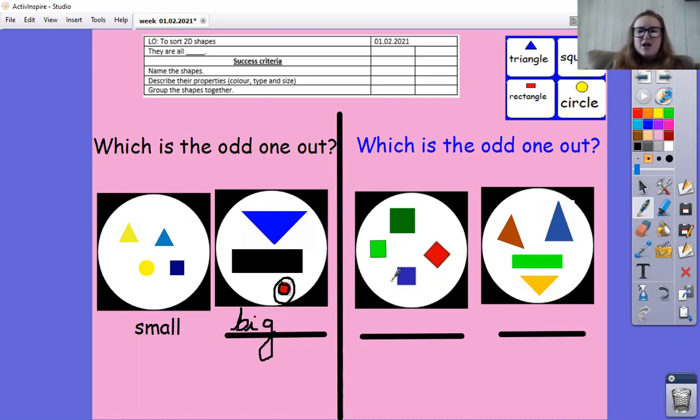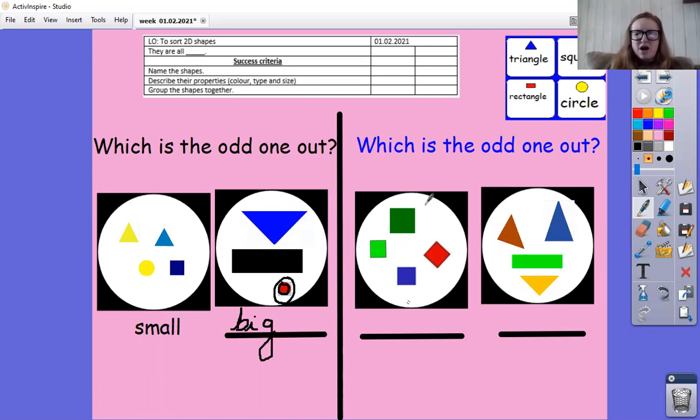Let's have a look here. So what is this group here? So let's have a look at these shapes. Are they all the same colour? No. Could they all be small shapes? Well, they could be, but these shapes over here aren't any bigger. What else could they be sorted by? How else could these shapes be sorted?